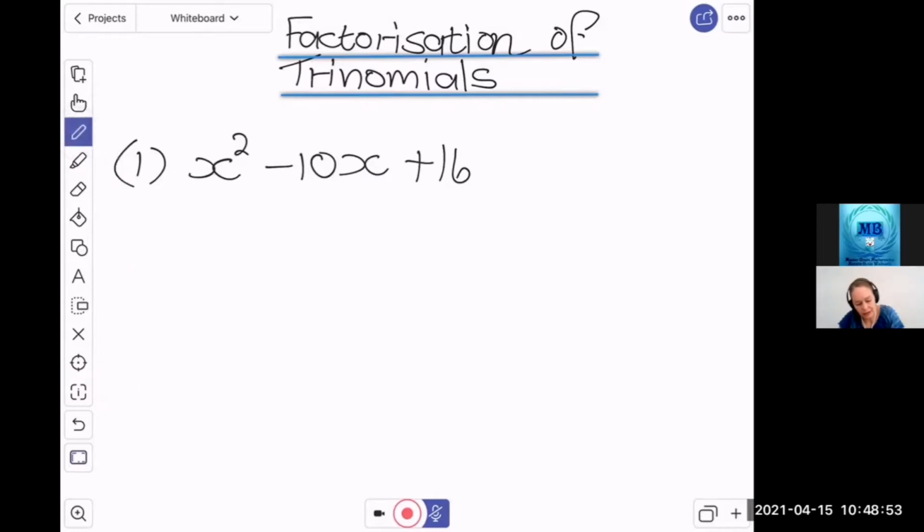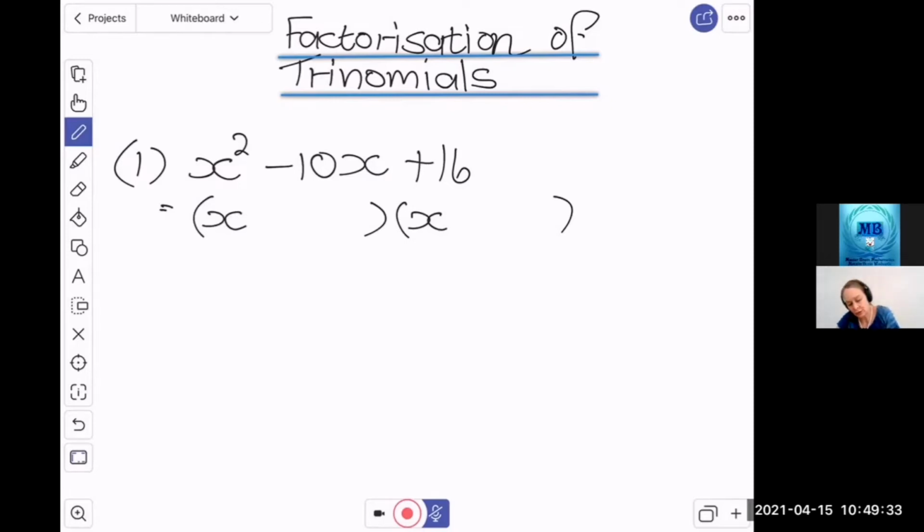What we need to do now is we can straight away make our little brackets. Then we take the square root of the first term, in this case the x squared, and that answer, which will be x, will be written in the beginning of each of these two brackets. So we can write x and x in this bracket. Then we need to have a look at the last term, in this case plus 16, at its different factors, because we need to determine which grouping of those two factors we will use in order to get to the middle term, which is minus 10.